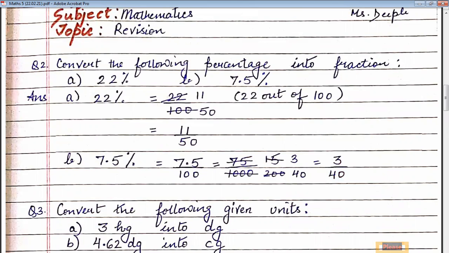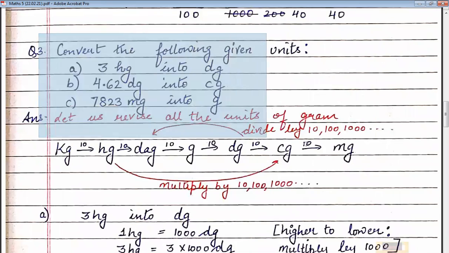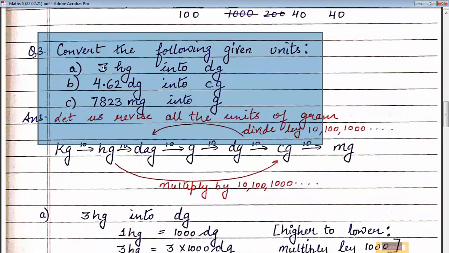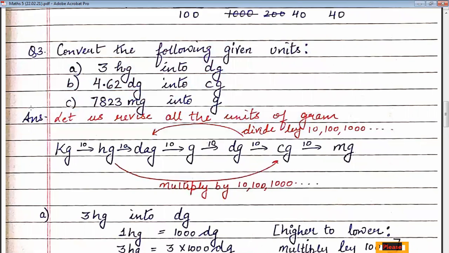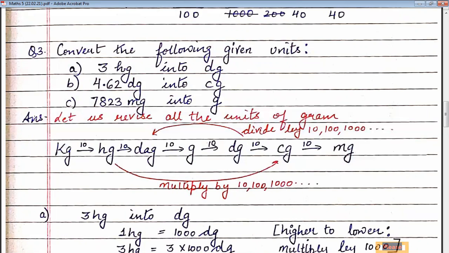Okay, students, so let's discuss question number 3. Convert the following given units. First one, 3 hectogram into decigram. B, 4.62 decigram into centigram. C, 7823 milligram into gram. Before doing this conversion, let's have a quick revision of the units of weight.